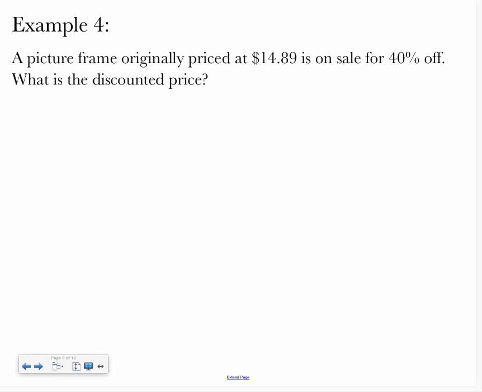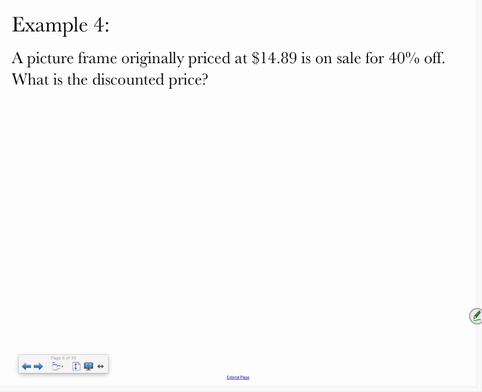Example 4, all right? This is our last example for the day. We have a picture frame originally priced at $14.89 is on sale for 40% off. All right, we like to hear that. We like discounts. We want to know, what is our new discounted price, okay? Since we love saving money, I find discount examples more fun than sales tax because I don't like seeing myself pay more money. So discount, pretty great, right?